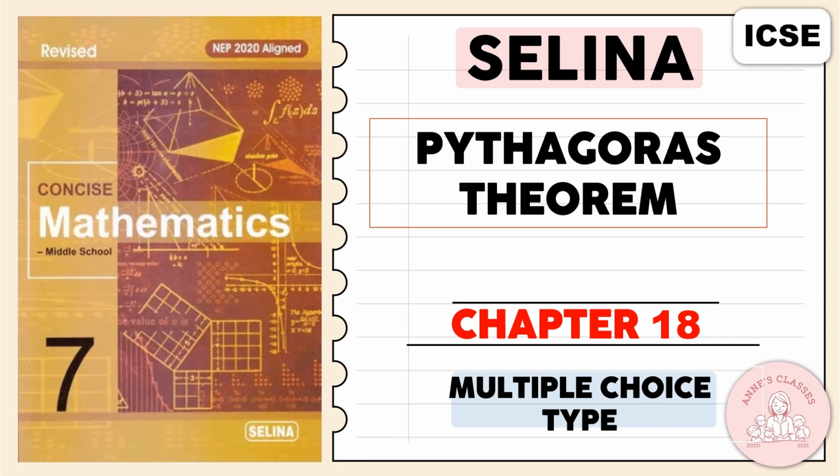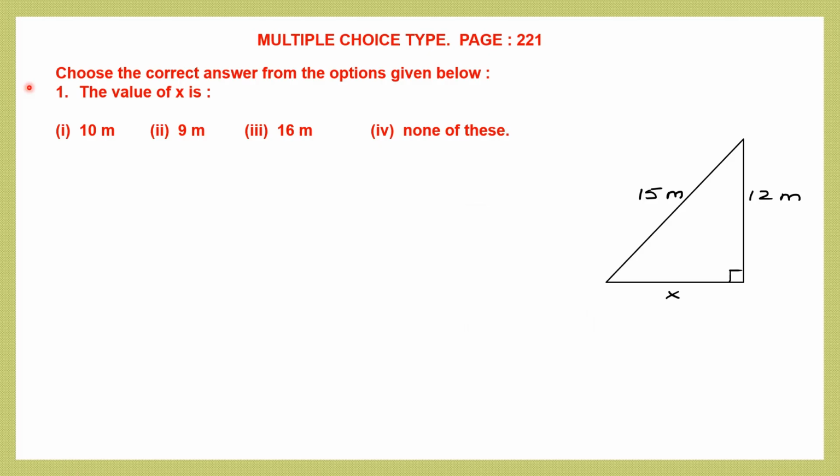Let's do Pythagoras Theorem, Chapter 18, the multiple choice type. Page number 221. Choose the correct answer from the options given below. So we have a figure here and we are asked to find the value of x, and the answer should be one of these options here. So look at the figure carefully.